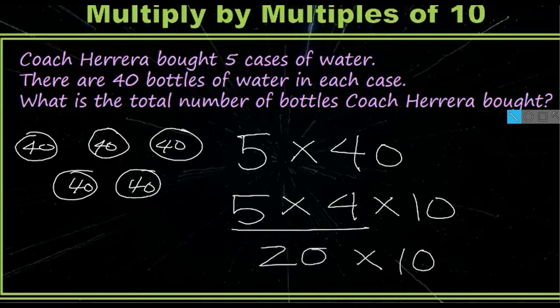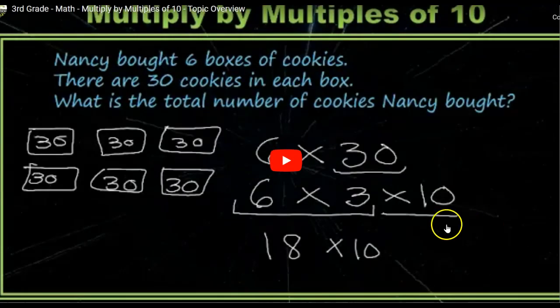And we're just going to increase that 20 10 times. So to do that, we'll move our 2 from the tens place to the hundreds place. We'll move our 0 from the ones to the tens, and then we have our last 0. Now you can have fun multiplying by multiples of 10. Cool.